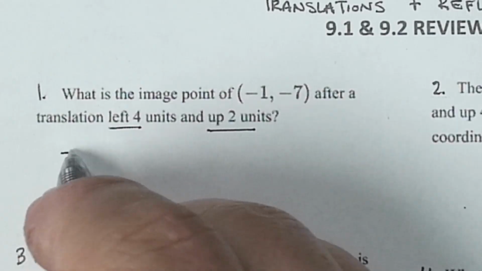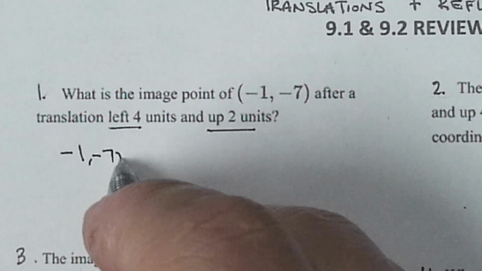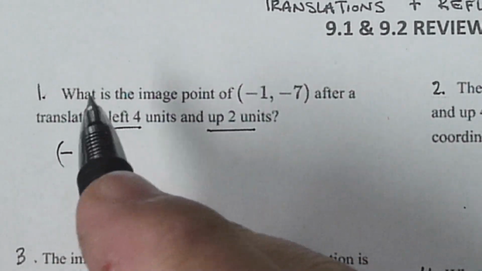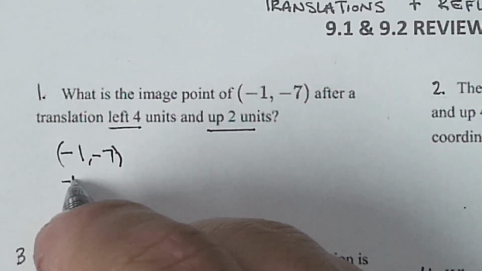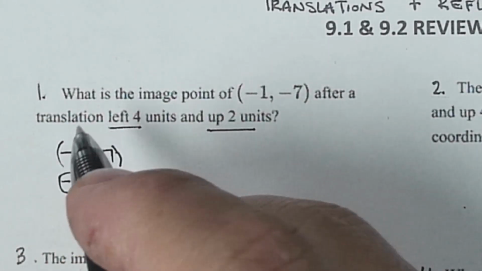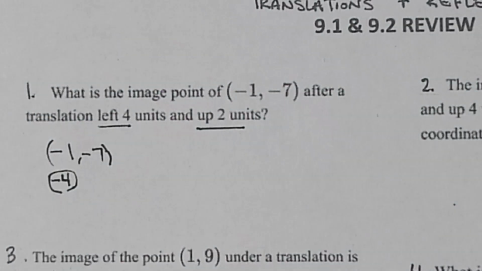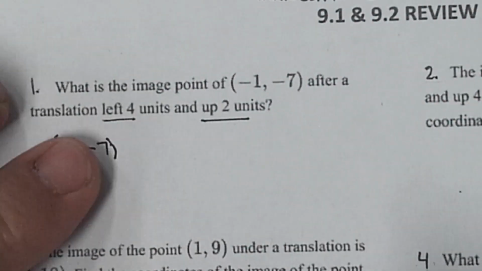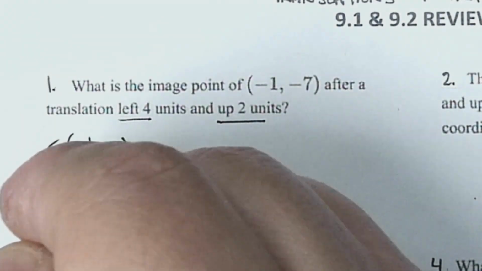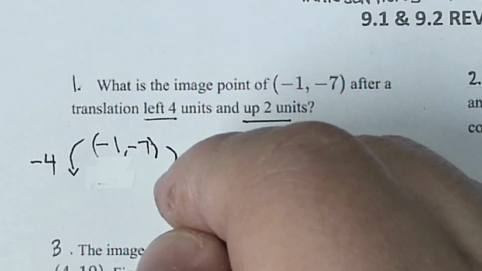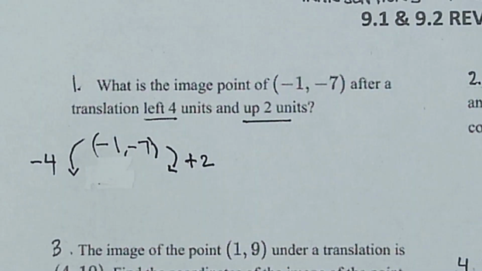So if I'm at -1 and -7, that's my original starting point, and I go left 4. Left refers to my x change. So I'm going to change this by -4, just to stay consistent. I can say, all right, I'm going to move this one -4, and then it says I'm going to move the y up 2.